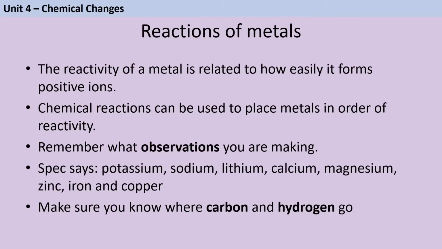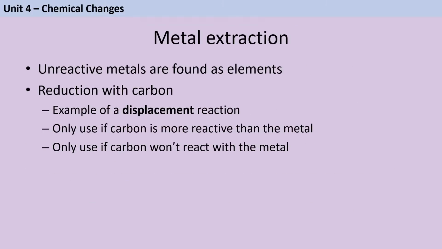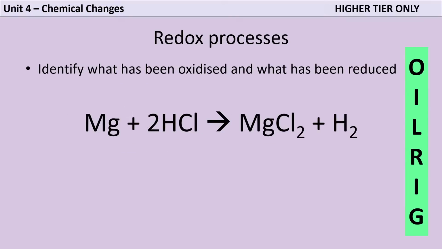Okay, so there's a little list of metals that you need to be able to put in order of reactivity, but luckily it's not the whole reactivity series anymore. And you should be able to talk about how unreactive elements like gold are just found in rocks as the element, and things that are less reactive than carbon, so iron and zinc are the big ones, can be extracted by displacement with carbon. You should be able to talk about what's been oxidized because it's lost electrons and what's been reduced because it's gained electrons. I'm sure you all know the mnemonic OIL RIG to help you to remember that.